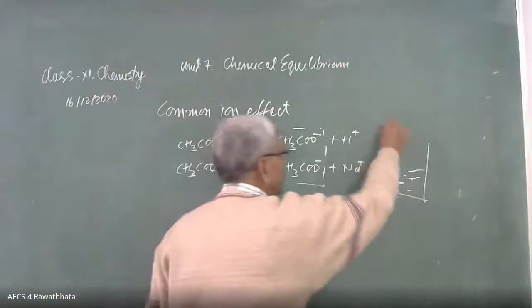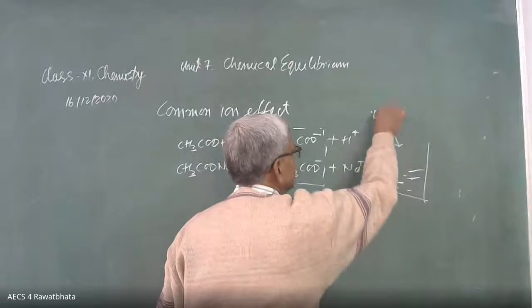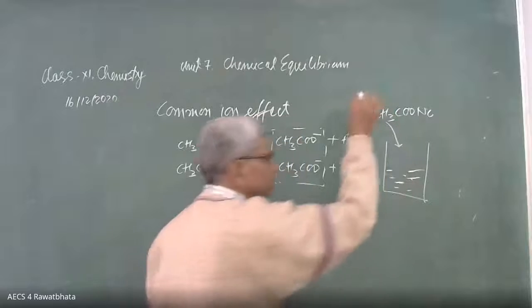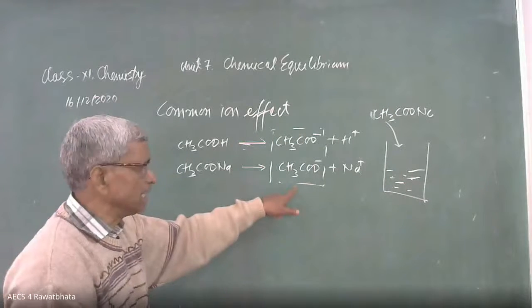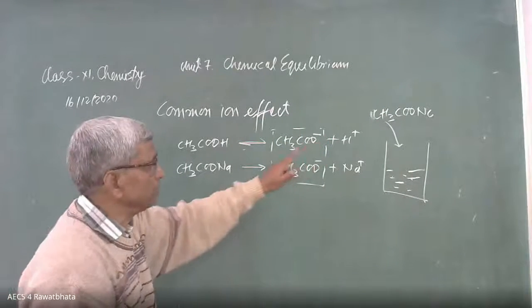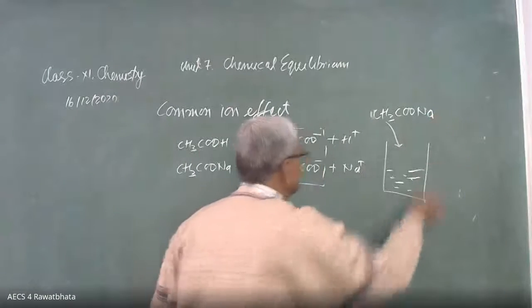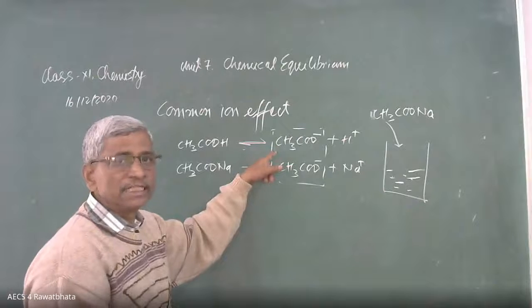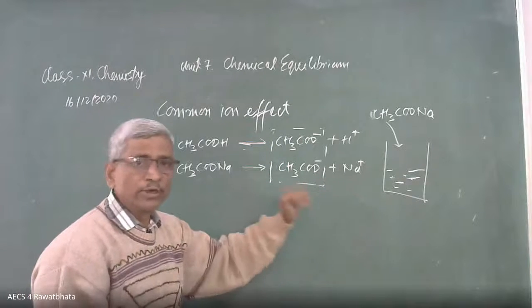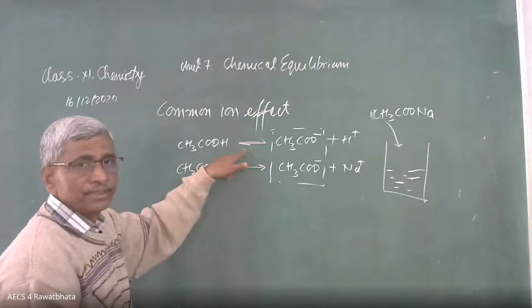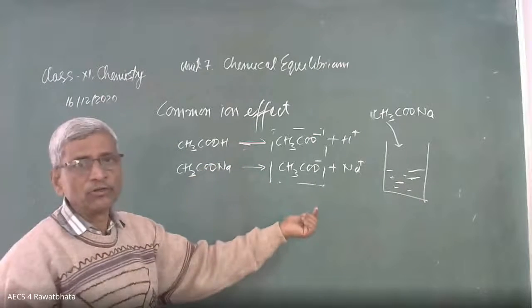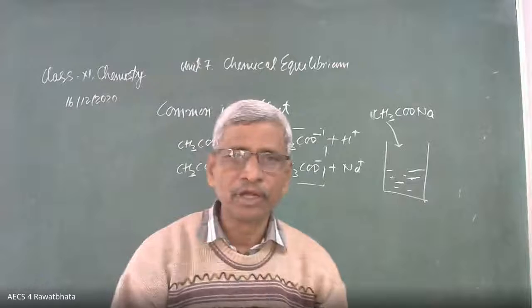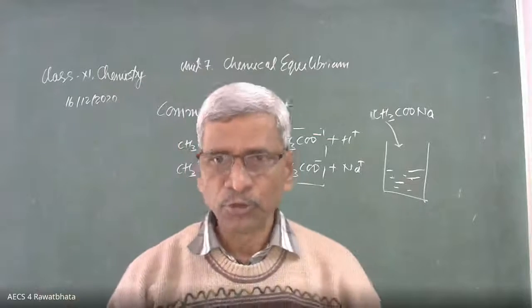Now, we are going to add sodium acetate, CH3COONa, which is a strong electrolyte and ionizes completely in this way. By adding this, we are going to increase the concentration of one of the products, that is acetate ion. Concentration increases in the solution. This is going to affect this equilibrium. The question is, what is the direction of equilibrium after adding this sodium acetate? It is either forward or backward or no effect. It may be that also, no effect.